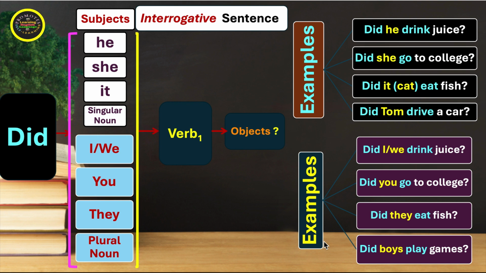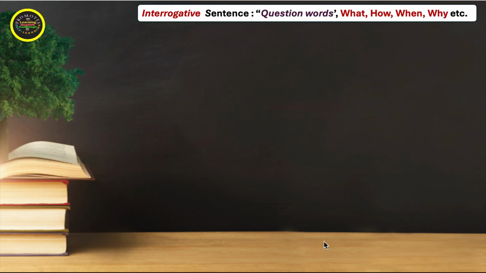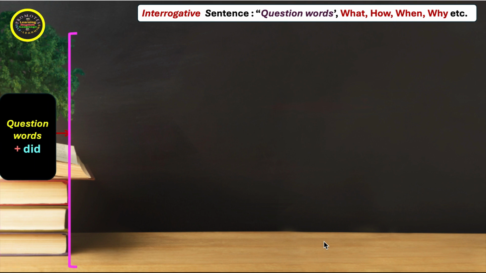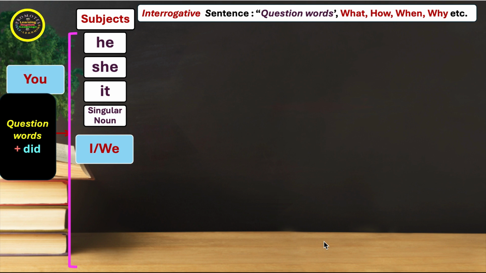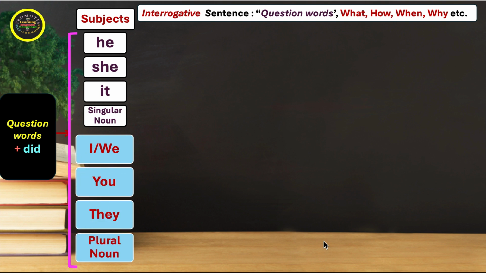We continue to discuss. Now we have interrogative sentences with question words like what, how, when, why, etc. Sometimes we call it double questions. In this case, first we use the question word. Then we add the word did. Then we have subjects like he, she, it, singular noun, I, we, you, they, and plural noun. After these subjects, we have the first form of the verb, and then we have objects. Of course, the question mark is very important.